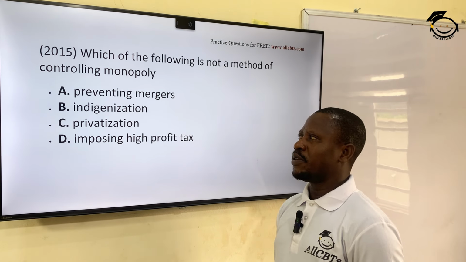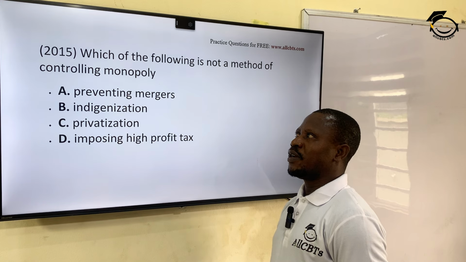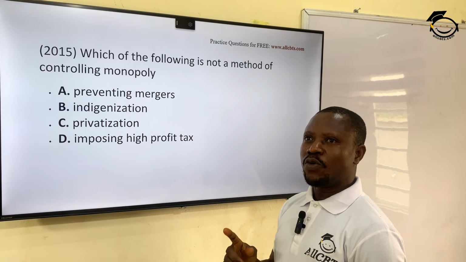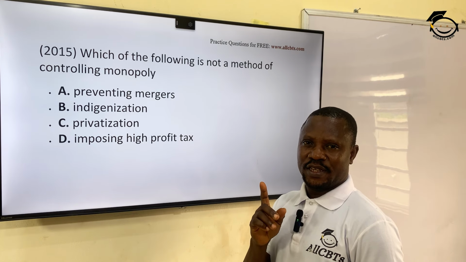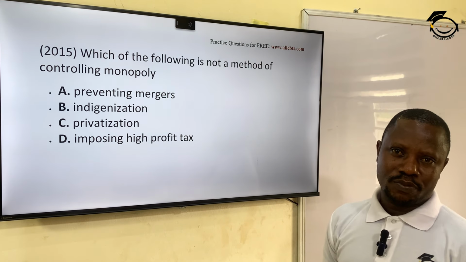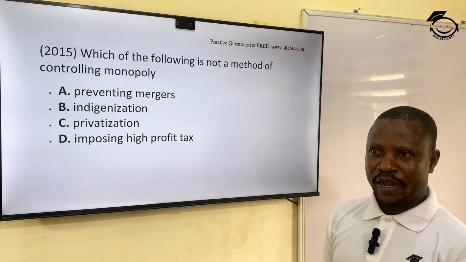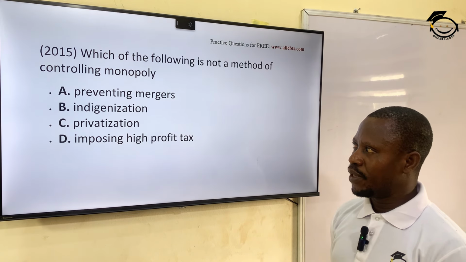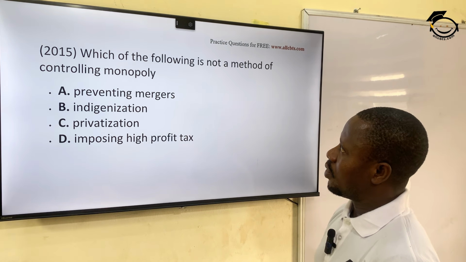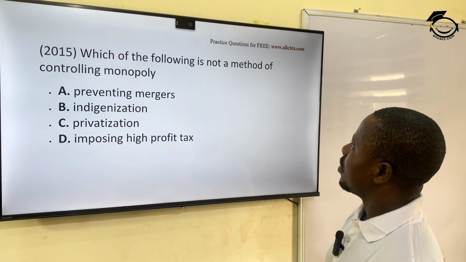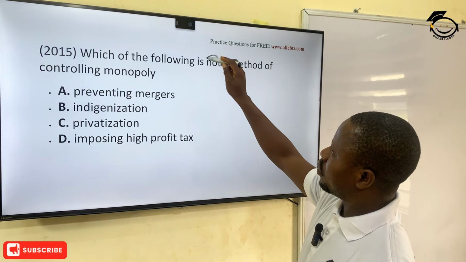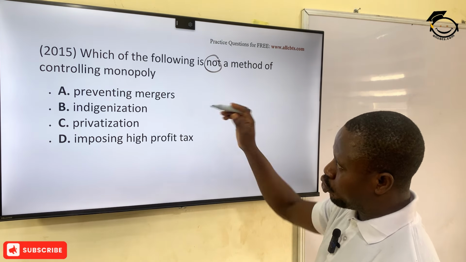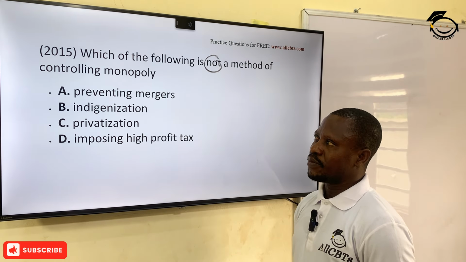You know a monopoly? A monopoly is when only one producer or one company has access or right to produce a particular product. It controls the price, it controls the quantity. It's a monopoly, right? So, which of these methods is not possible to control monopoly? It means all these methods can control monopoly except one.